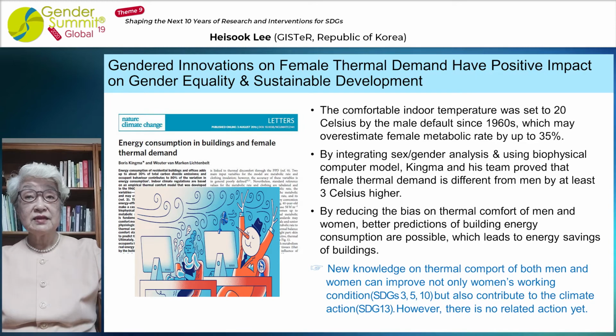By reducing the bias on thermal comfort of men and women, better predictions of building energy consumption are possible, which lead to energy savings of buildings. This new knowledge on thermal comfort of both men and women can improve not only women's working conditions, SDGs 3, 5, 10, but also contribute to climate action. Unfortunately, there is no related action yet, as far as I know.